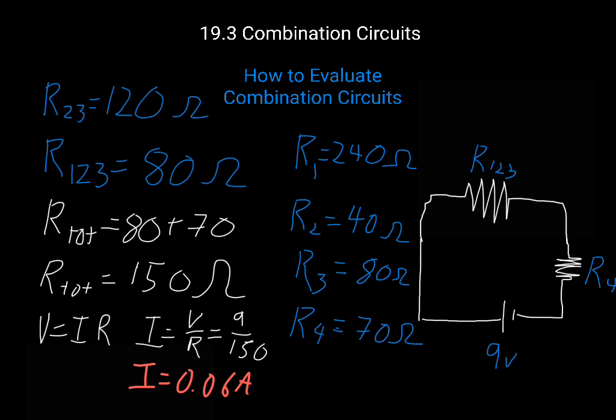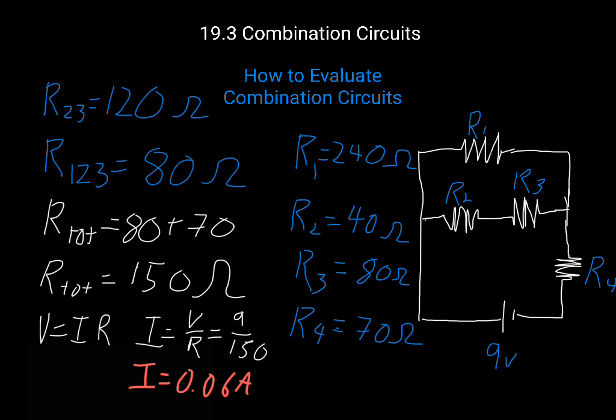Now, what does this current of 0.06 amps mean in relation to the initial circuit? So let's go back and look at our initial circuit. Where does our 0.06 fit in? Previously, when we found the total current, that's always been the current coming out of the battery. So that's what we have here.